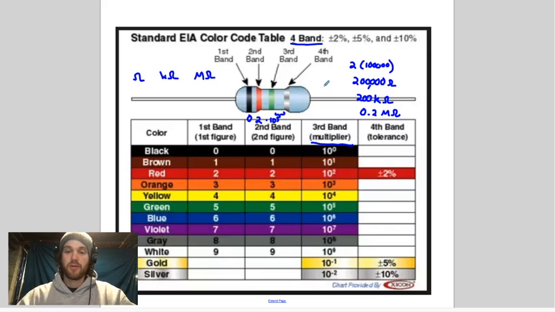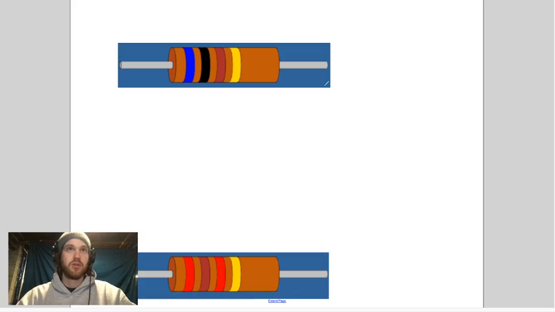Okay, so we're going to be referencing this chart quite frequently. Let's do some practice here. All right, so here's my resistor. It's already oriented for me. When you pick up a physical resistor, you're going to have to figure out which side is which. We don't have to do that for these problems, maybe later down the road in the lesson.